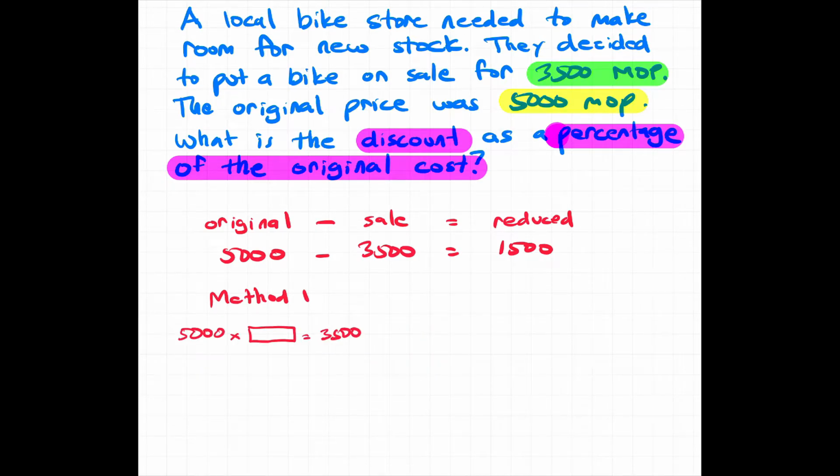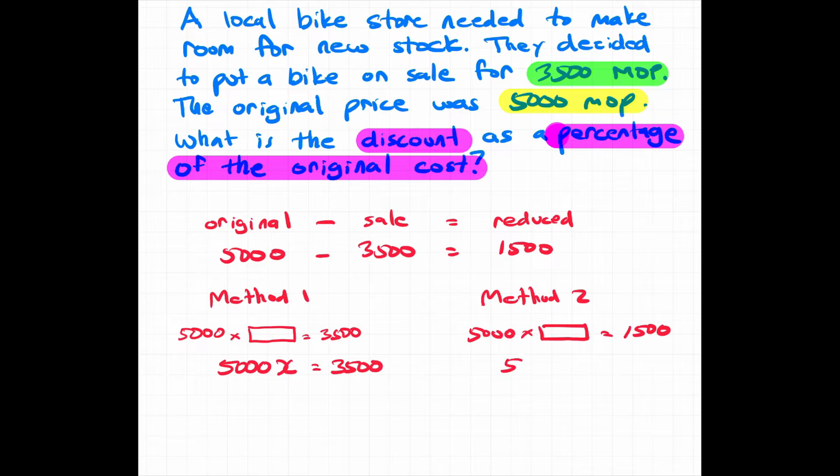Okay, and in method two, I'm going to take our original price and multiply it by a percentage to equal the amount that was discounted, the amount that it was reduced. And again, if we put these into algebraic form, it's going to be 5,000 times an unknown, so 5,000x equals 3,500.